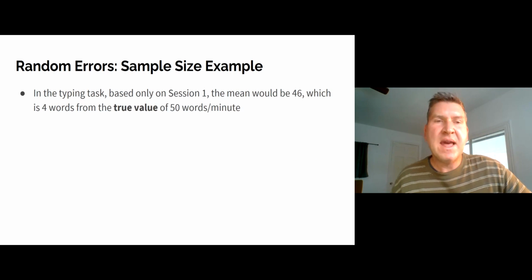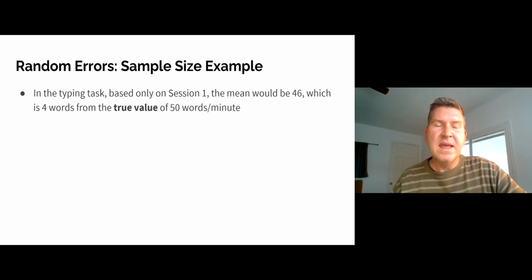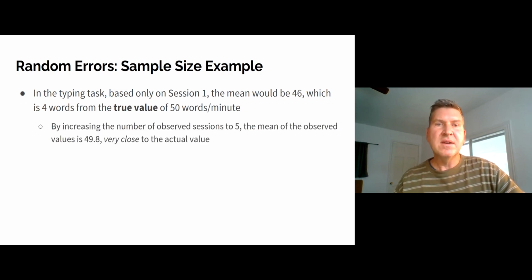So let's go back to that example we talked about earlier. We had 5 sessions, but if we just took that single first session, the mean was 46, which is 4 below the true value of 50 per minute. Remember, 50 was the average of 5 sessions. So if we increase the number of observed sessions to 5, the mean goes to 49.8, which is really close to the 50 that we expect, which is the actual value.